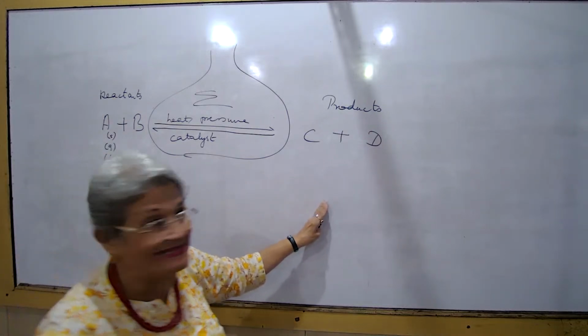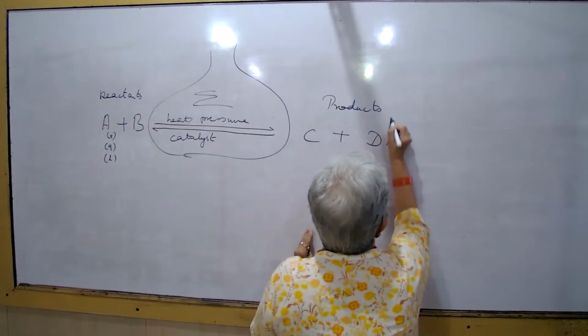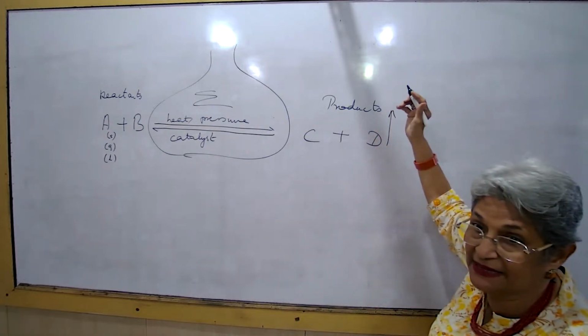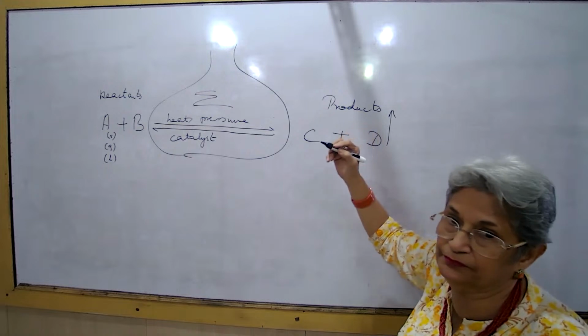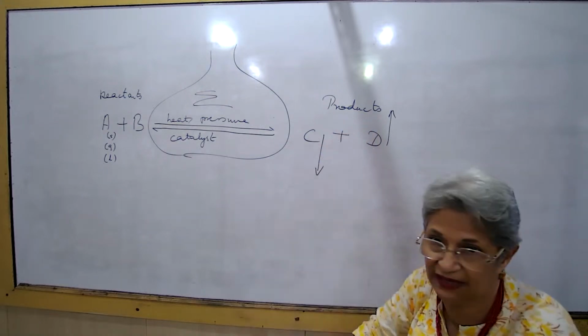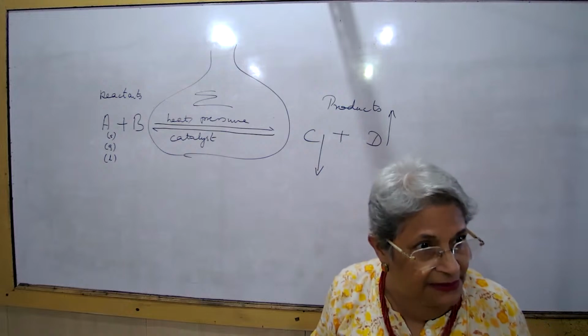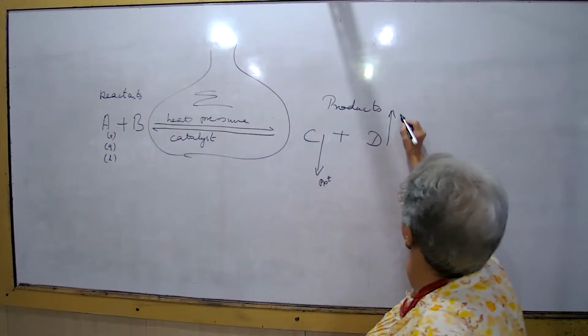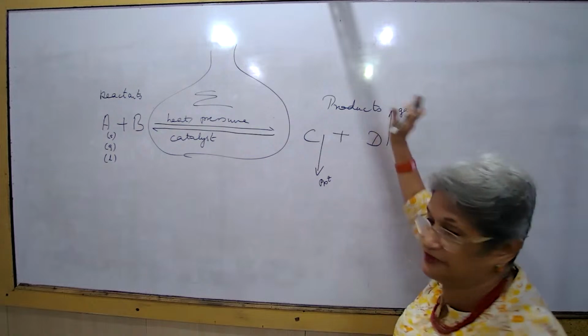If a gas is liberated, we put the arrow upwards. That means the gas is going upwards, being liberated. If a precipitate is formed, the arrow is put downwards, because it is heavy. This is the precipitate, PPT, and this is gas being evolved.